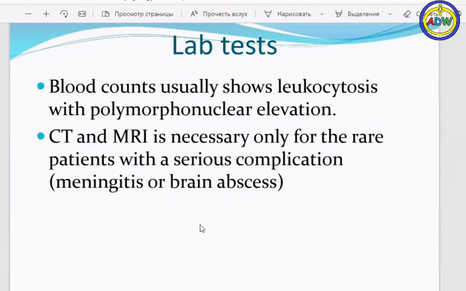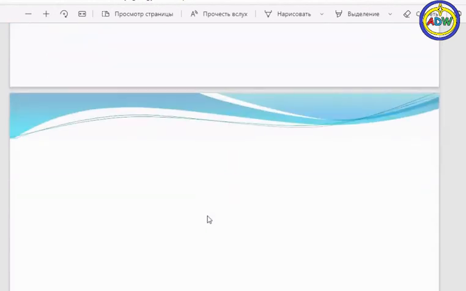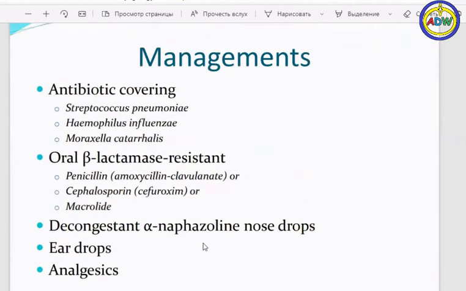What about lab tests? The inflammatory process shows leukocytosis with polymorphonuclear elevation. CT and MRI we do not perform every time. They are necessary only for rare patients with serious complications, for example meningitis or brain abscesses. What about the management?